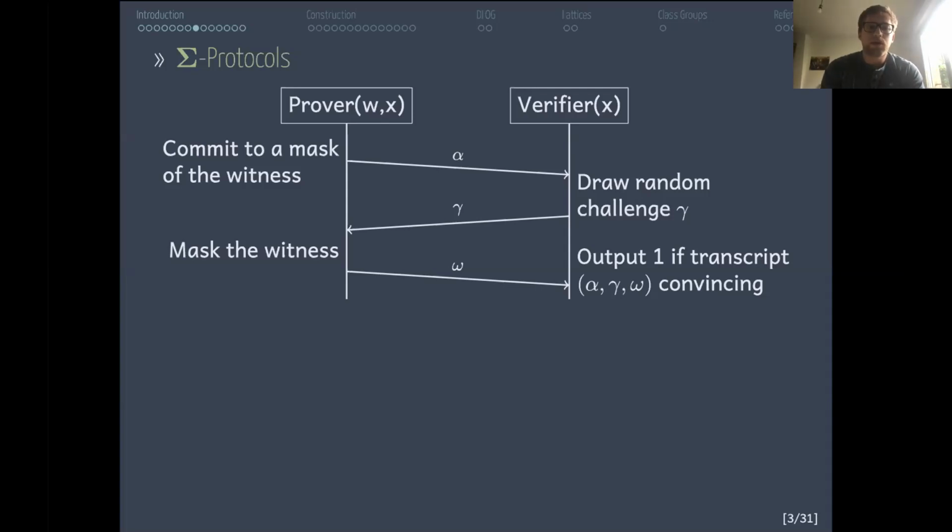In the first step, the prover generally commits to a mask of the witness. He sends the commitment to the verifier. Then the verifier draws a random challenge gamma. And then the prover will mask the witness, also include the random challenge in the masking process, and then send the result to the verifier. And then the verifier can check with the first and the last flow whether he's actually convinced or not.